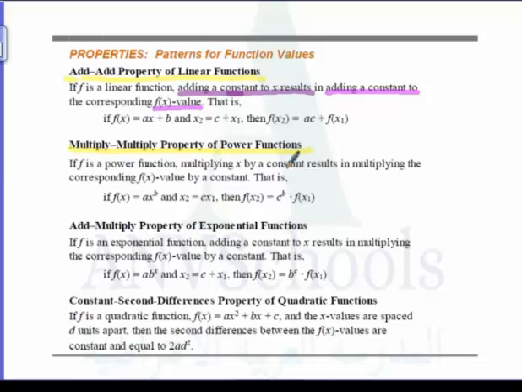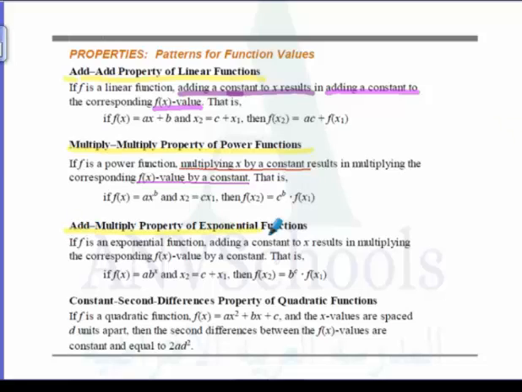So multiplying x by a constant results in multiplying the corresponding f of x value by a constant also. So if we have f of x is equal to ax^b, or ax raised to b, and x sub 2 is equal to c times x sub 1, then f of x sub 2 is equal to c raised to b times f of x1.